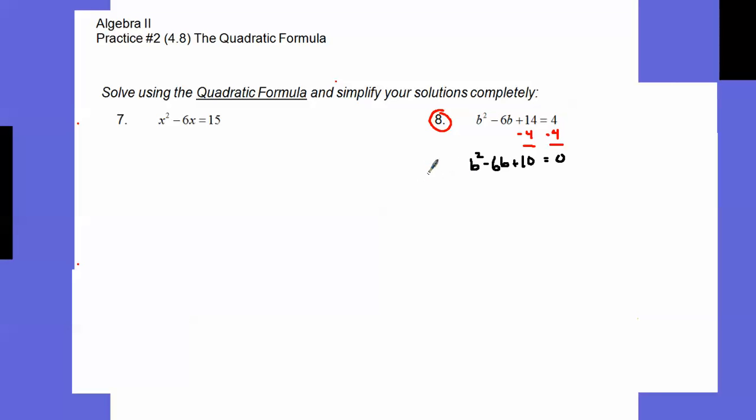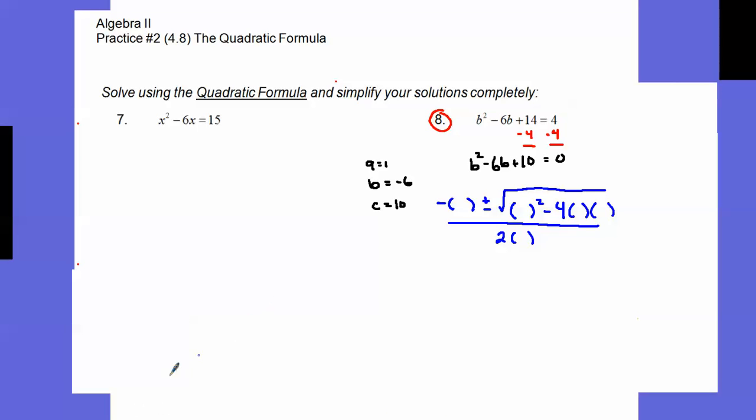In this particular case, our a value is going to equal 1, our b value is going to equal -6, and our c value is going to equal 10. We will put these in the quadratic formula. So b is in the first parenthesis, -6. Inside the radical, it's the number that will be squared. We have -4 times a, 1, times c, which is 10, all of that divided by 2 times the a, which is 1.